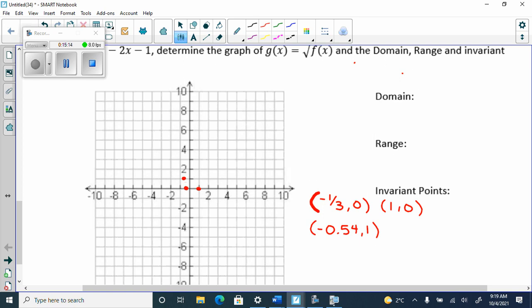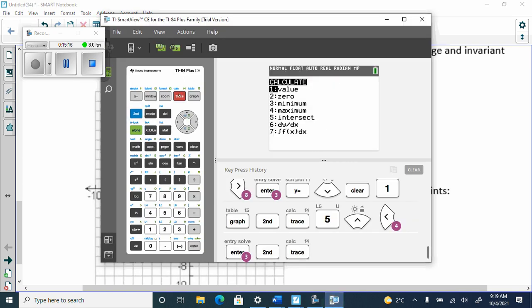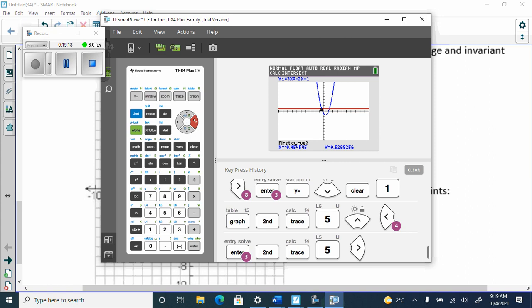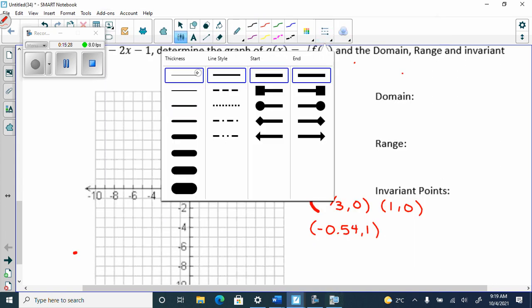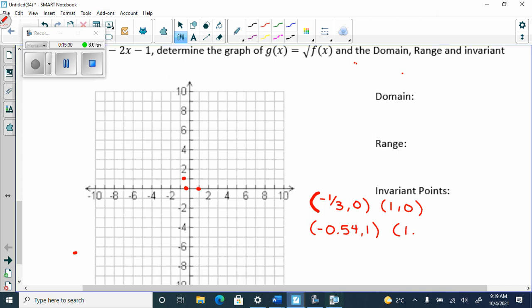And then, we're also going to go over if they ask us to do this algebraically, because they could ask for the invariant points algebraically as well. So it's at 1.23 and 1. How could we find these algebraically? It's at y equals 0 and y equals 1.